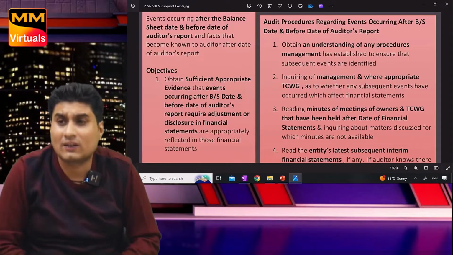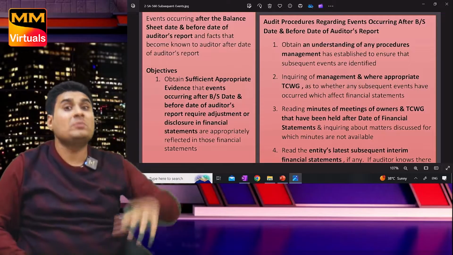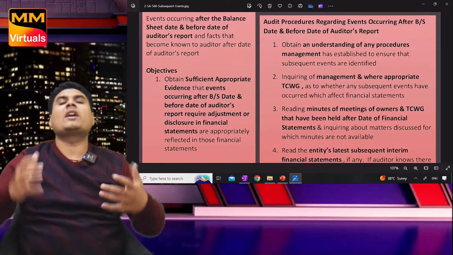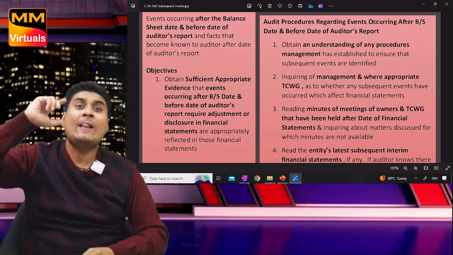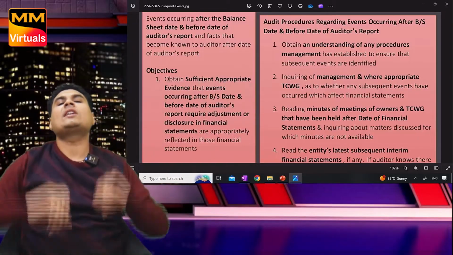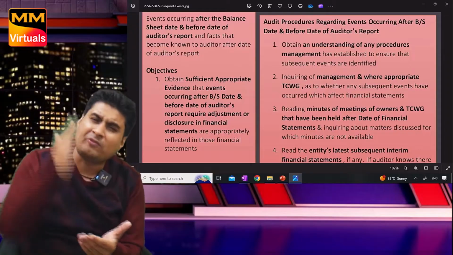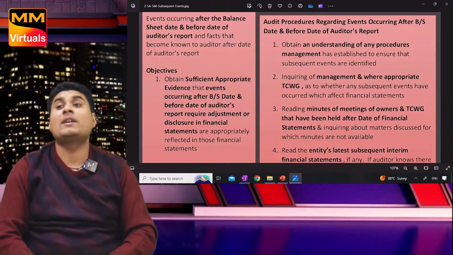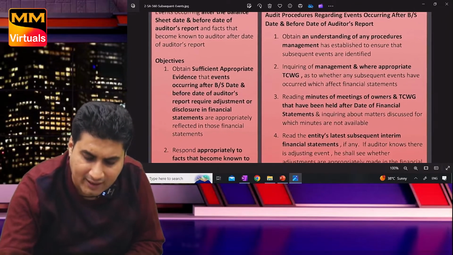Third, read the minutes of the meeting. Crucial things are discussed there, and from there you can know subsequent events. Read the minutes of the meeting of owner and TCWG after the balance sheet date, and inquire about the matters for which minutes are not available. Last, read the entity's latest interim financial statement report and see whether anything which requires adjustment or disclosure is properly done or not.